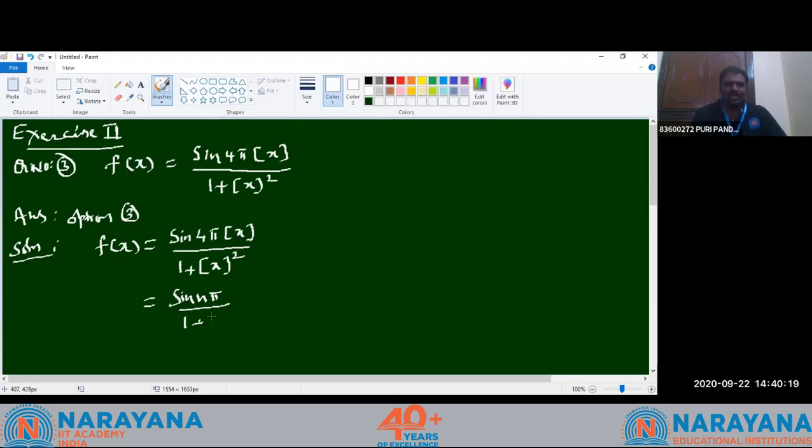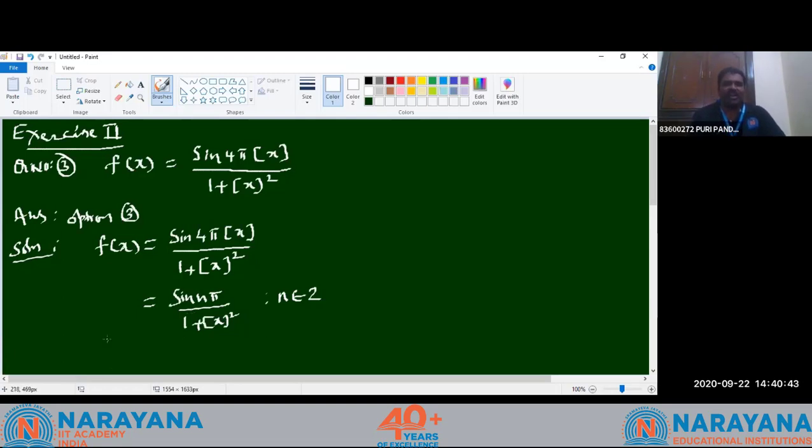Over 1 plus step x square, whatever the value of x may be, sine n pi we are getting here, where n is an integer, n belongs to Z. So if it is an integer, it is integer into pi. Sine 0 pi is 0, sine 2 pi is 0, sine 1 pi is 0, sine n pi is 0, where n is an integer number.